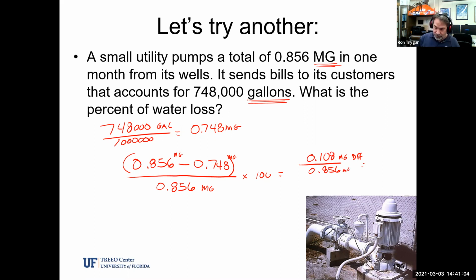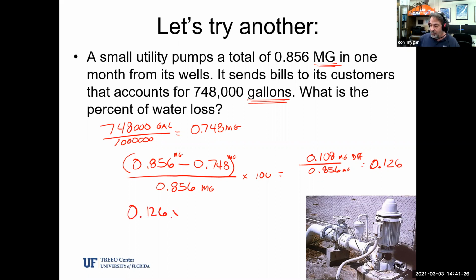So 0.108 divided by 0.856, and I get the number that looks like this. I get a 0.126. And now we're going to come down here so we have room to work.